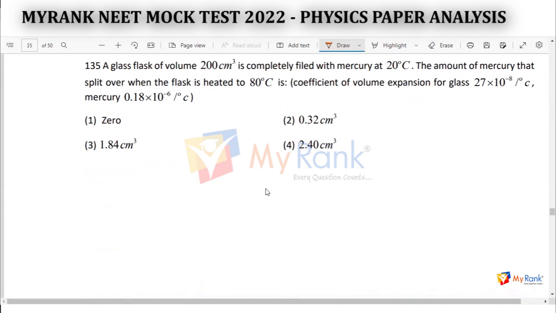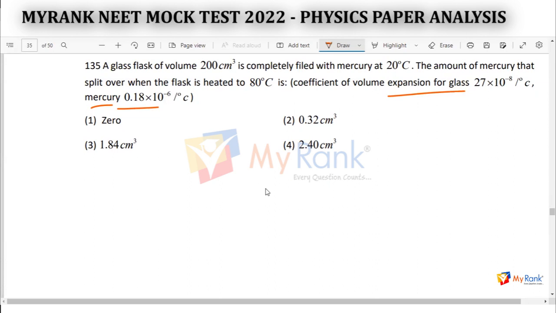Next, 135. A glass flask of volume 200 cubic centimeters is completely filled with mercury at 20 degrees centigrade. The amount of mercury that spills over when the flask is heated to 80 degrees centigrade is asked. Coefficients of volume expansion are given for glass and mercury.